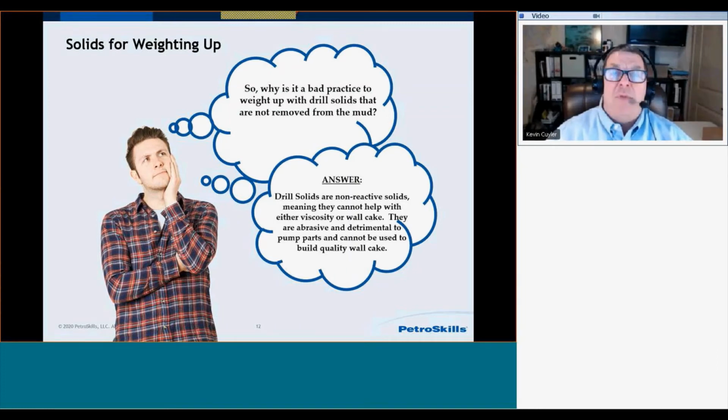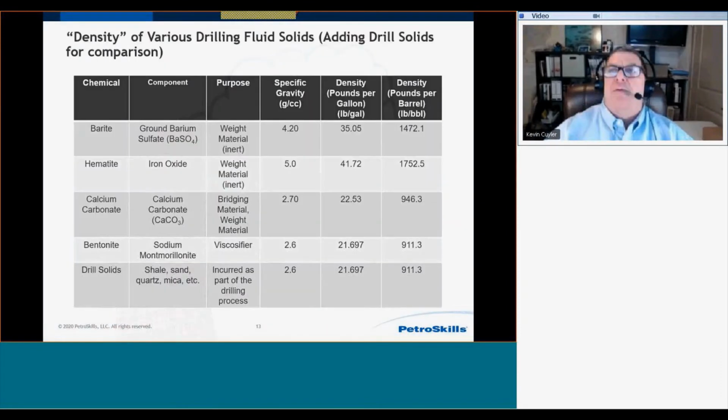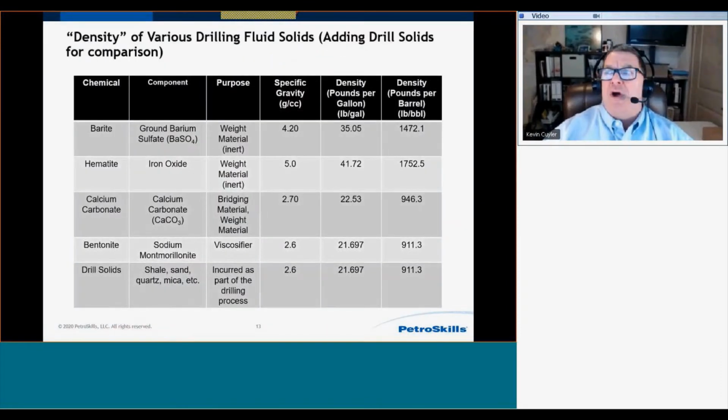Get a smaller mesh screen on your shakers, get more of the solids out, have a cleaner fluid so that you can move to adding the chemical for the reactions. I have put a little bit of a chart here.